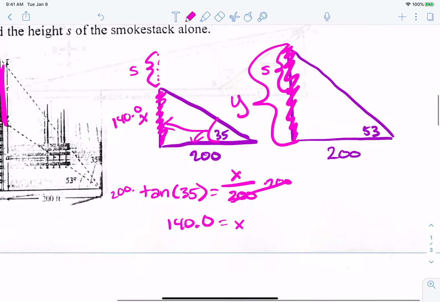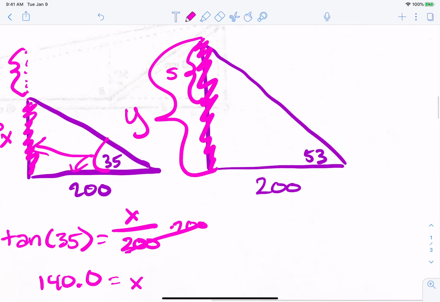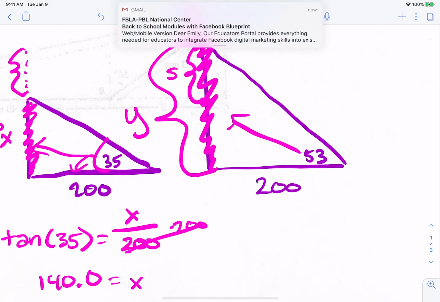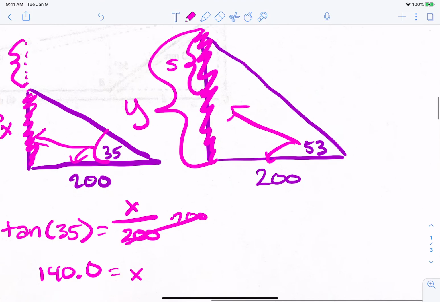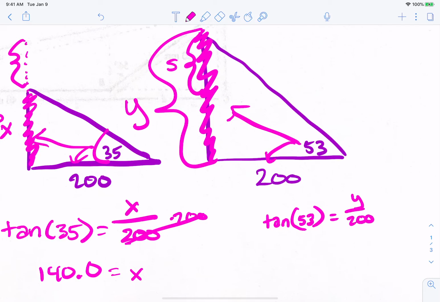Okay, now same thing for this big one. For 53, we have opposite and adjacent. So tangent of 53 in this case is going to be equal to y over 200. Still multiply by 200. It's the same thing again, but tangent of 53 instead of tangent of 35. What's that y value going to be?